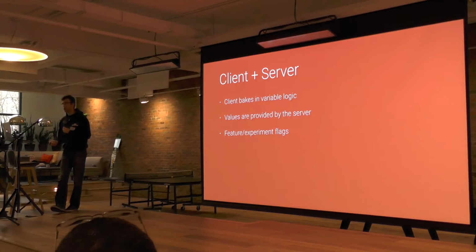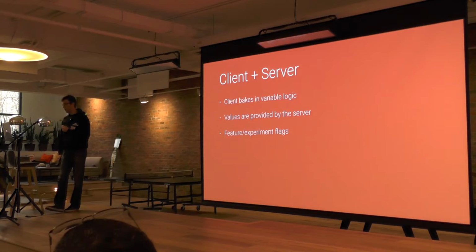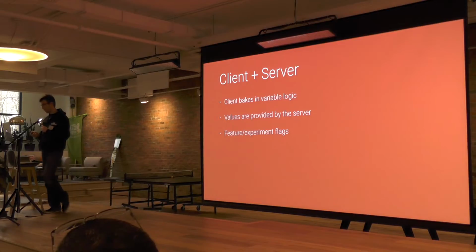And this is also where you would do feature or experiment flags. So for something like this, the client would implement two completely separate code paths, and the server would just provide the toggle for which one to follow. An example for this one is like Firebase remote config. So there's a Firebase CodeLab in the afternoon. I assume there will be some talk about remote config.